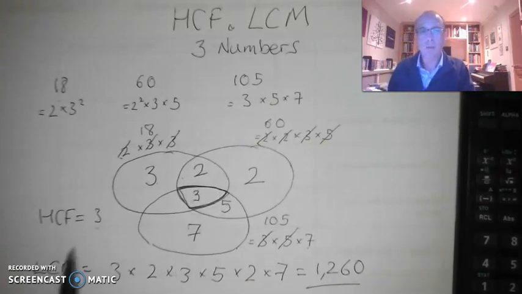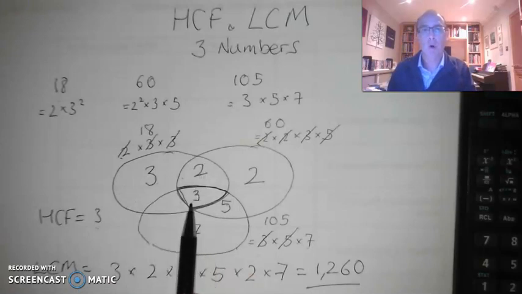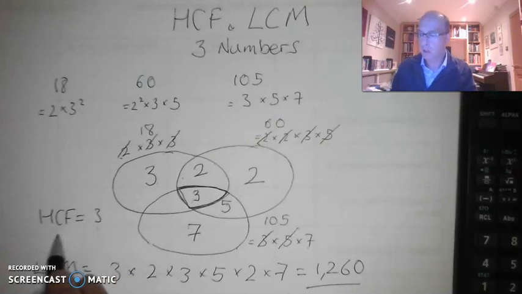So my highest common factor, I get that from the intersection of the 3 circles. My lowest common multiple I get by multiplying together all of the numbers within the Venn diagram. So my highest common factor was 3, the lowest common multiple was 1260. Thank you very much.